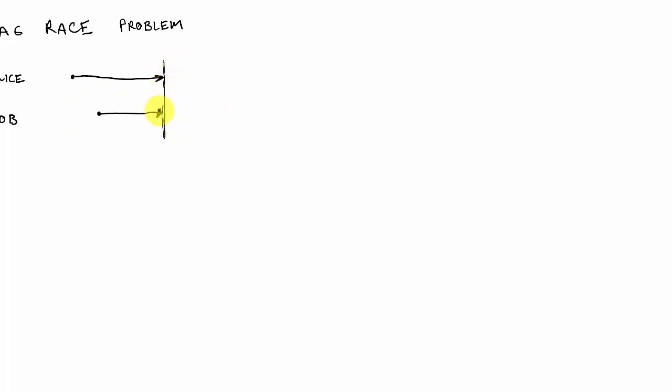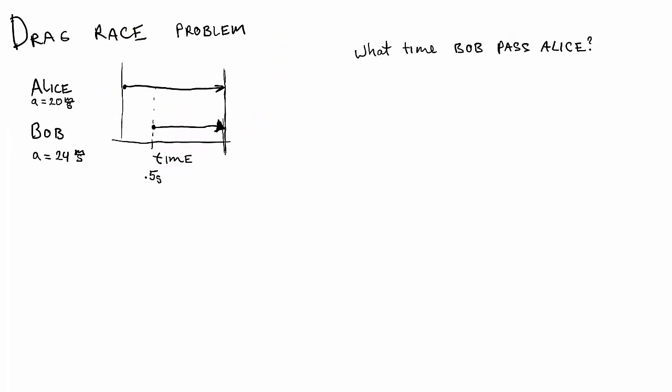However, what we want to find out is what time Bob passes Alice, and how fast Alice is moving at this point. To do that, you can use an equation, which is velocity equals acceleration times time plus velocity initial.